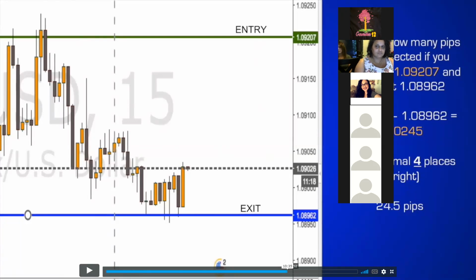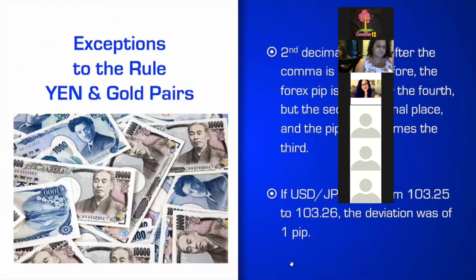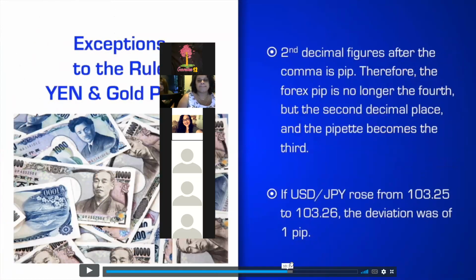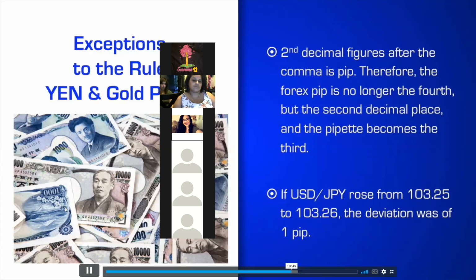So it's just very important to know how to calculate the pips. You probably already should have this in your notes from when you went through the academy the first time. But basically, this is just showing you how the yen pair moves. So we'll just do one example to make sure everybody has it. After the decimal point is the pip. So, for instance, look down here. It says, if USD JPY rose from 103.25 to 103.26, that deviation was 1 pip.